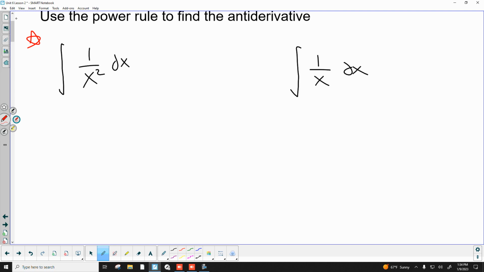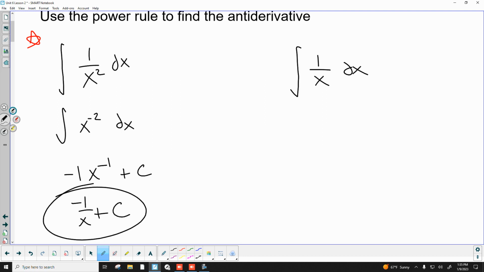No trick on this one. We use the power rule. We rewrite it as x to the negative second. To use the power rule, we add 1 and multiply by the reciprocal. We get x to the negative first times negative 1, plus c. So I get negative 1 over x plus c. Good?